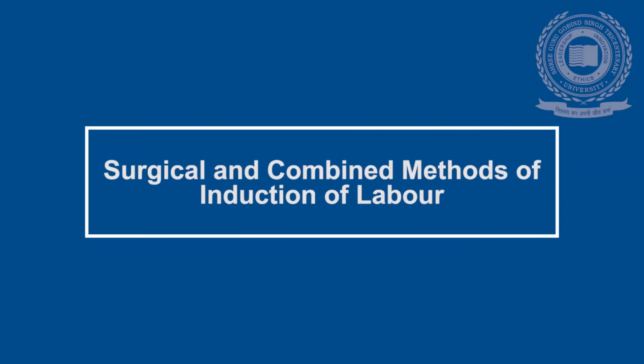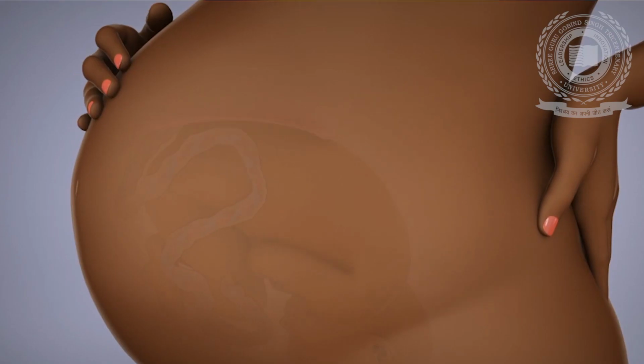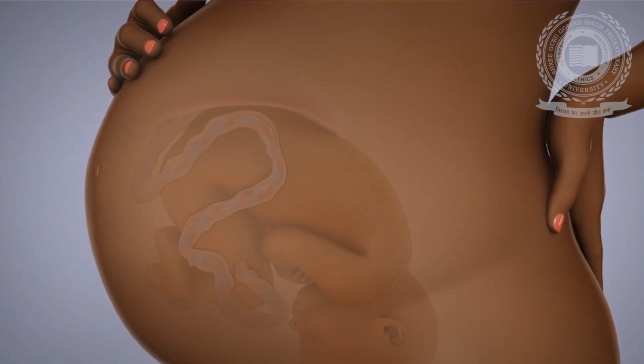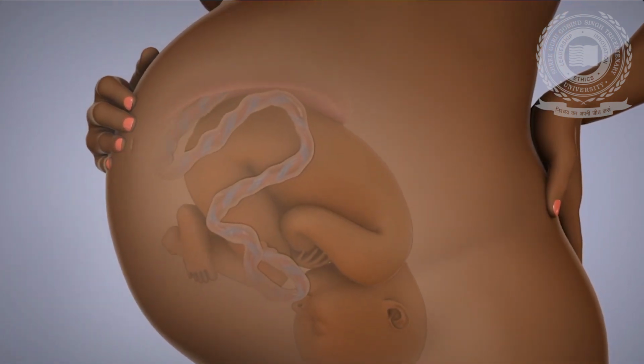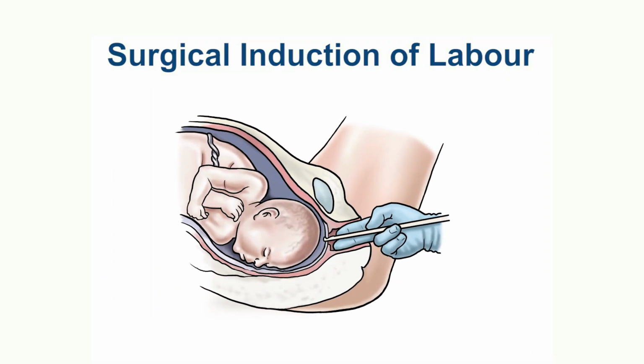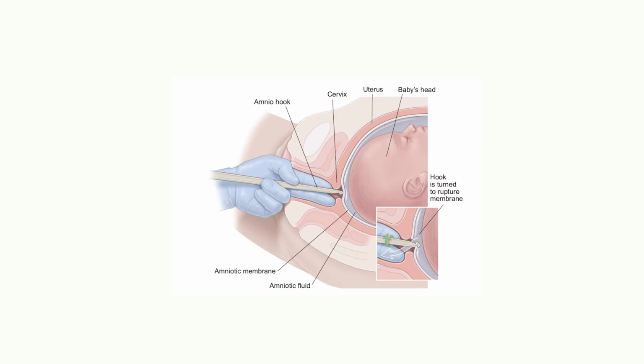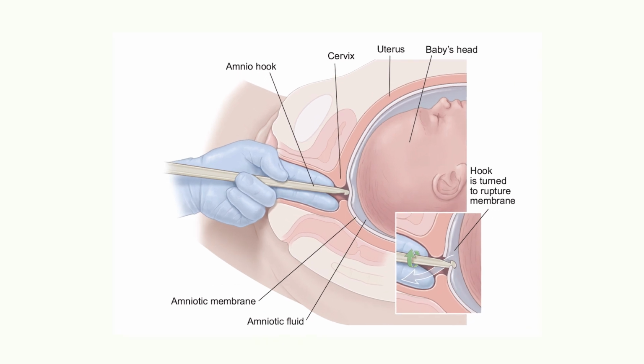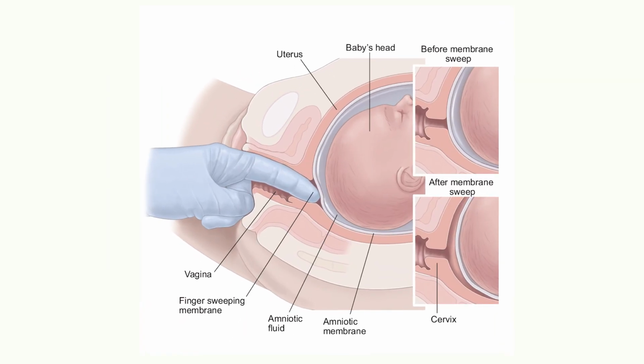Today we will be learning about surgical and combined methods of induction of labor. Induction of labor is the process of initiation of uterine contractions. Surgically, the labor can be induced by the following ways: artificial rupture of membranes and stripping the membranes.